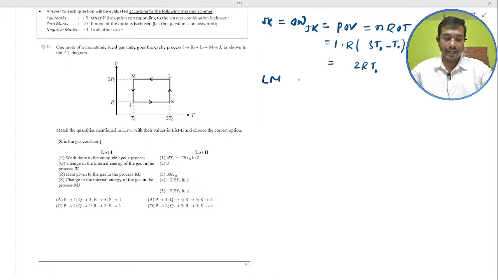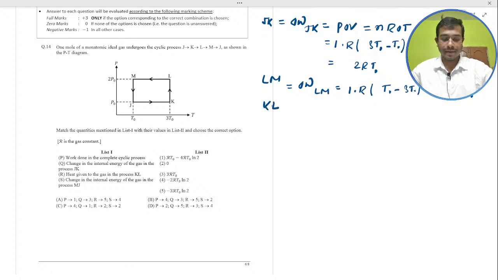Now for the path LM. Del W LM, simple 1 into R, T is varying from T naught to 2T naught. You would get minus 2R T naught.